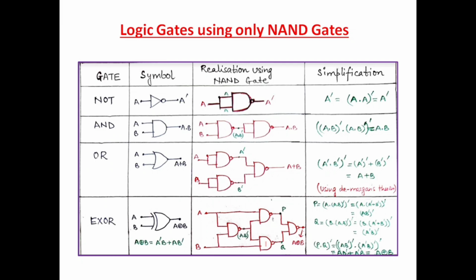Similarly for other gates, AND, OR and XOR. And if you want to implement NOR gate, then in that case we simply add one more NAND gate in front of this OR one. Okay, we get NOR, and for XNOR we add a NAND gate at the end of these XOR gate. So this is how we get all the gates using NAND gate.